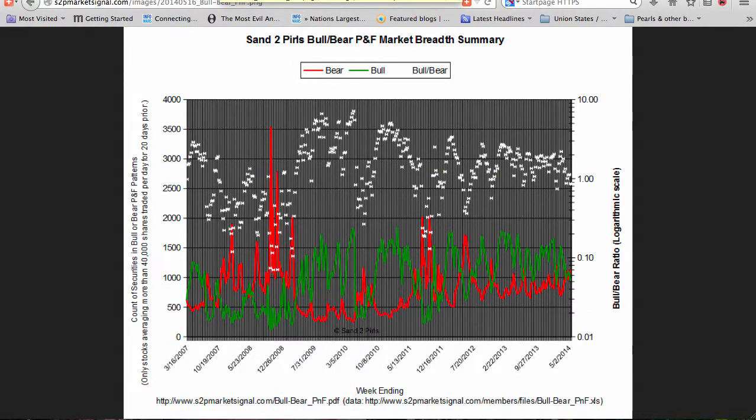Market breadth. With this past week's market fractional rise, our bull-bear point and figure ratio fell from 0.87 to 0.85, continuing within bearish territory. The total count of securities in bullish or bearish patterns fell 2% to 2,045. The count of bearish stocks decreased 1%, while the count of stocks in bullish patterns decreased 3%. The Sand to Pearls P&F Market Breadth Summary Chart shows us a market now 2 consecutive weeks in bearish territory.